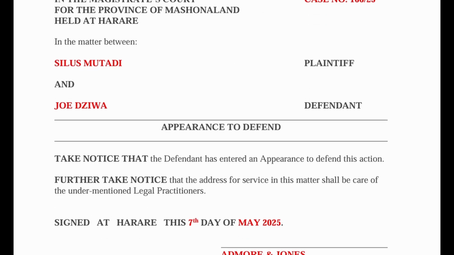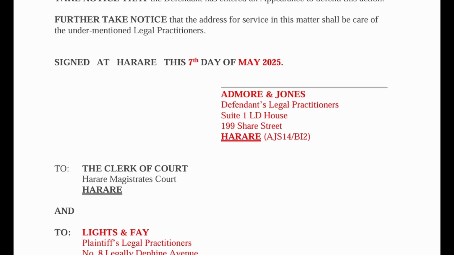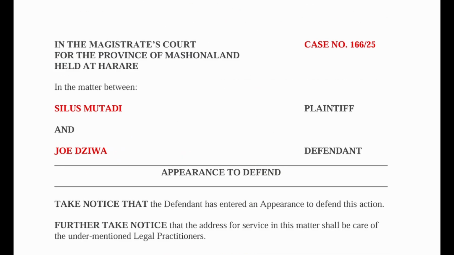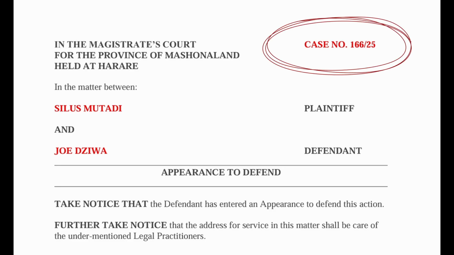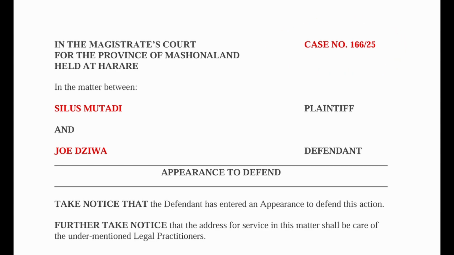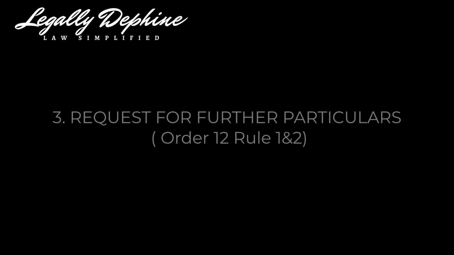In reference to our sample case, Ziwa was served with summons by Mutadi and Ziwa decided to enter an appearance to defend. This is how Ziwa's appearance to defend looked like. After the clerk of court issued the summons, the case was assigned a case number, which appears on the top right corner of the appearance to defend. The rest of the details are pretty much similar to what was shown on the summons.